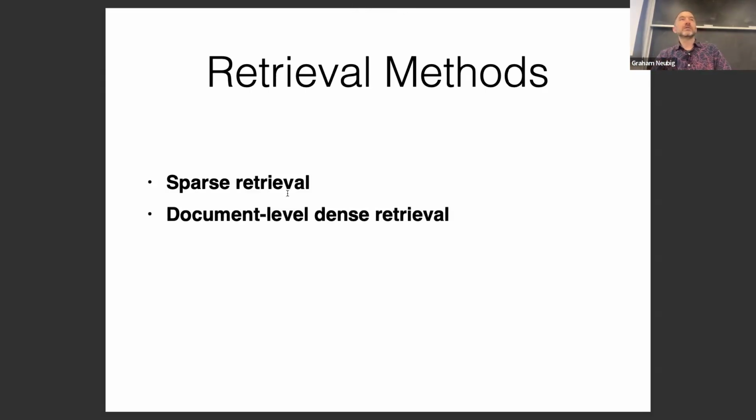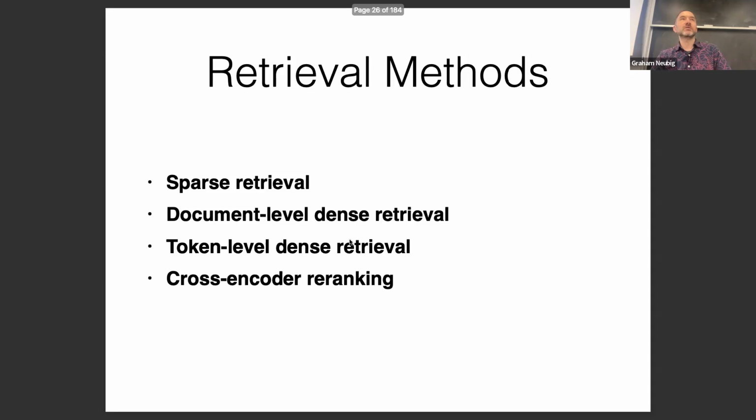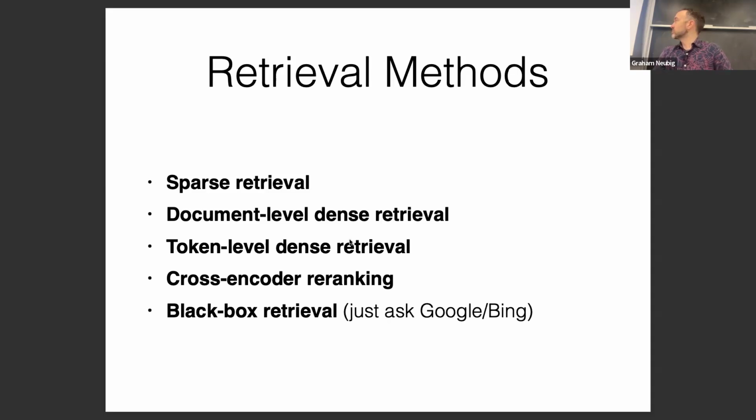So retrieval methods. We have sparse retrieval. We also have document level dense retrieval and token level dense retrieval, cross-encoder re-ranking, and black box retrieval. So all of these are pretty widely used.